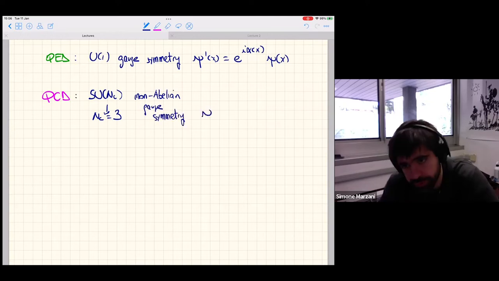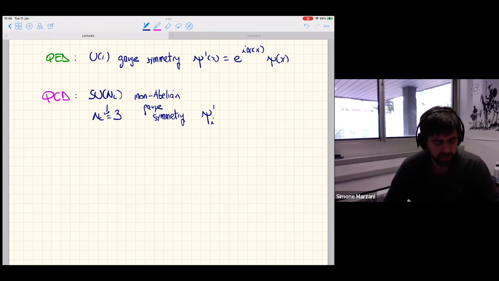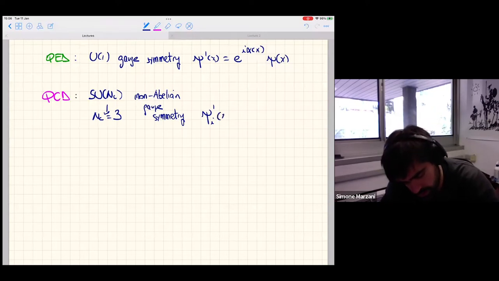And so our fermionic field, since we talk about number of colors three, then these fermions are quarks, transform.